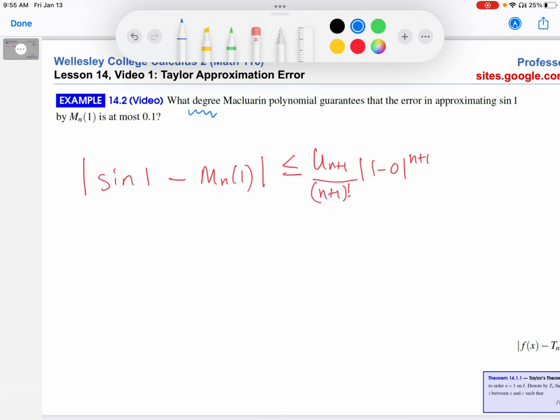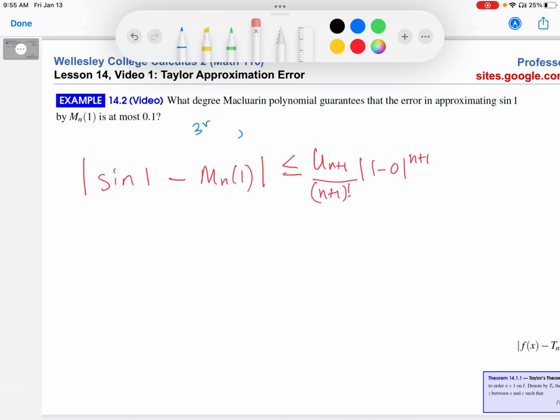Again, latching onto that, very critical reading. The degree. Are we looking at a third degree polynomial, Maclaurin polynomial, and that will guarantee this error? We're looking at an 11th degree, right? That is an n value. Because remember, n in M sub n over here is about the degree of the polynomial.